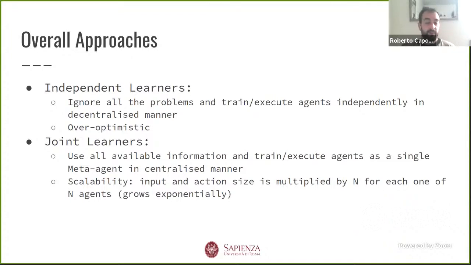So while the problem of independent learners is the stochasticity and all the issues that we have discussed before are completely ignored, making the problem even harder, joint learners have another problem, which is the scalability, because as long as you have only two agents, it's mostly fine. But basically the input, so the observation and the action sides, because they all execute together, compound very easily. So it grows exponentially in the number of the agents. So this is a problem.